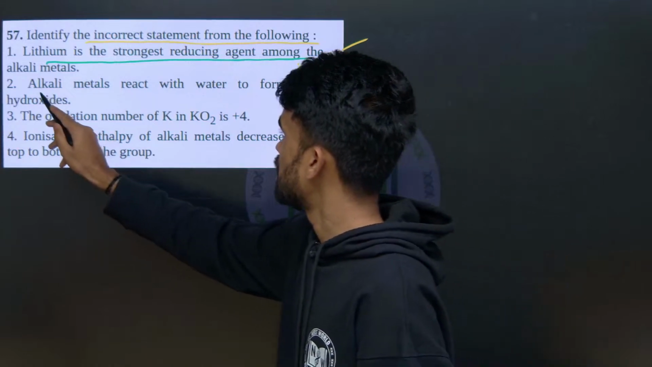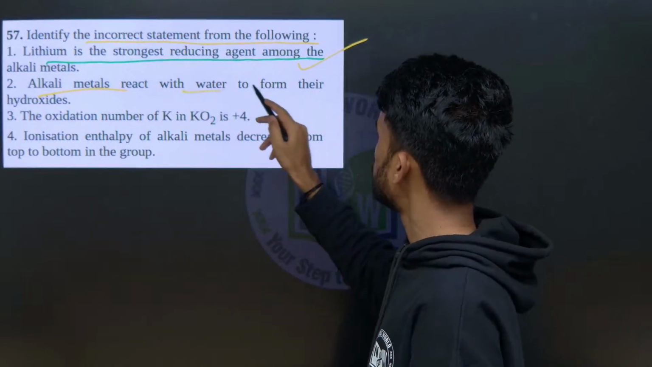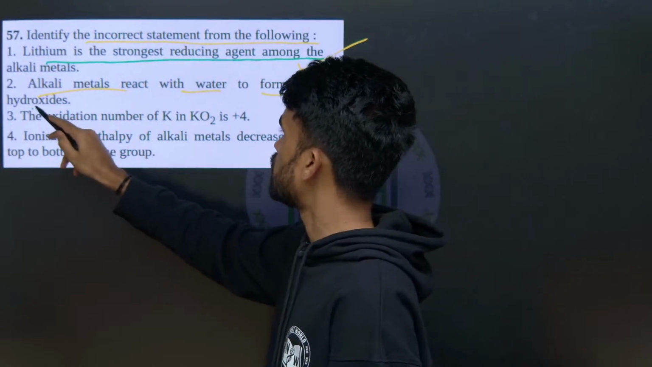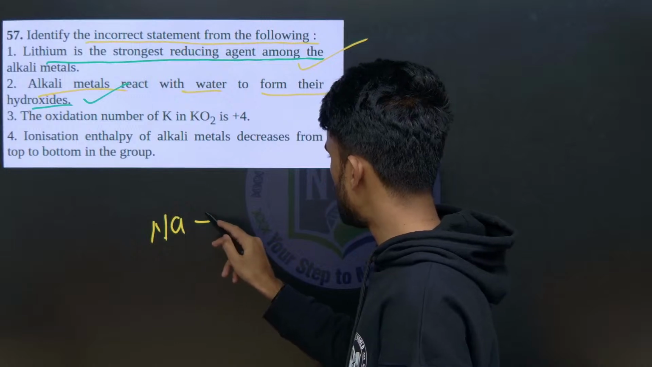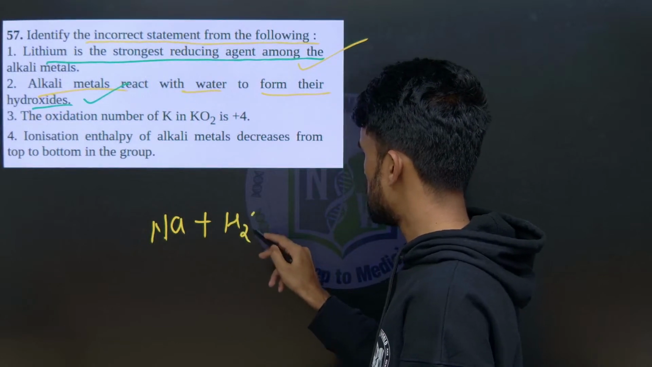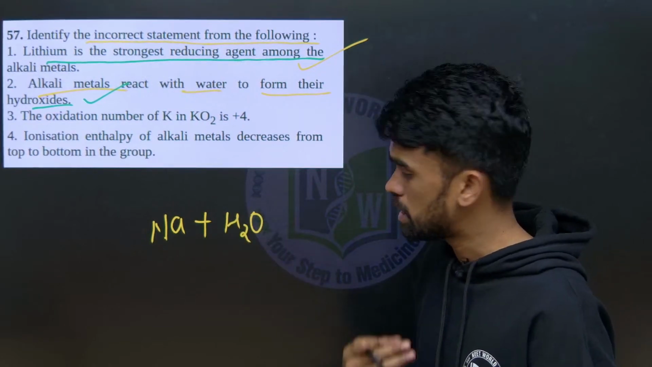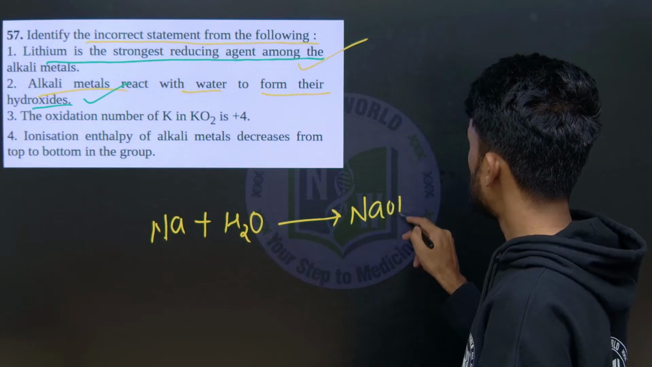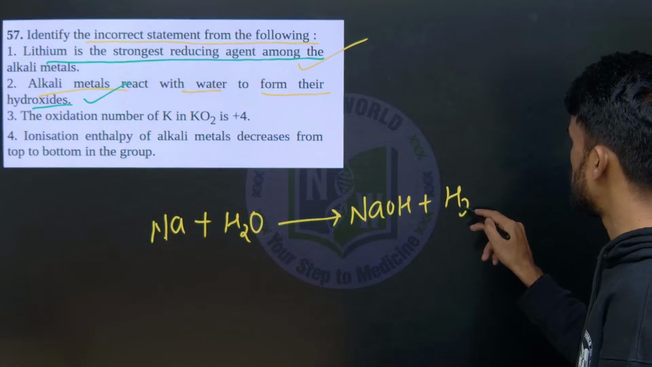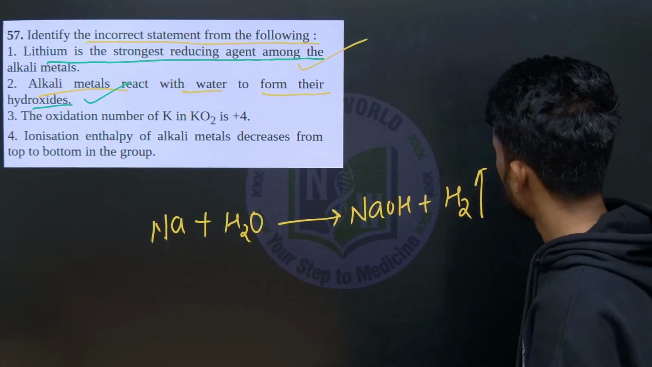Next, alkali metals react with water to form their respective hydroxides. Yes, this is also correct. For example, when sodium metal is placed in water, it gives an exothermic reaction and forms NaOH, and H2 gas is liberated, like this. You can understand this.